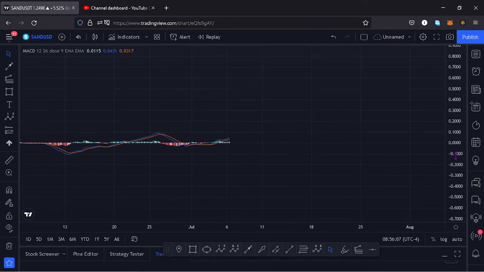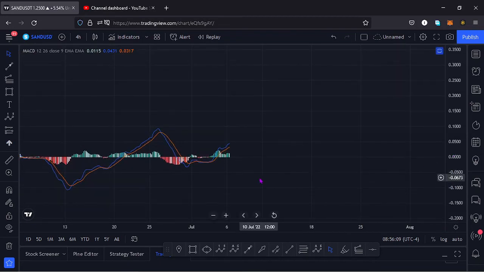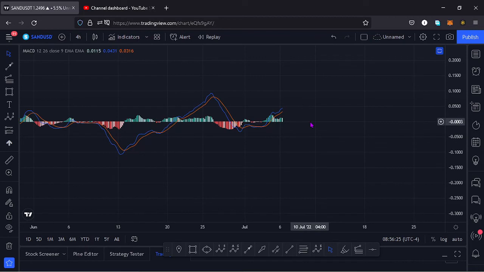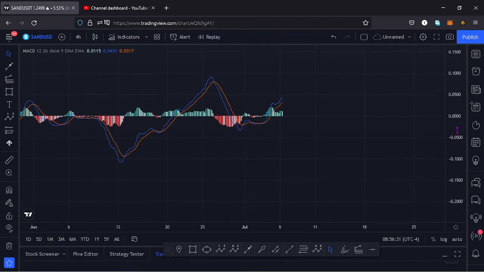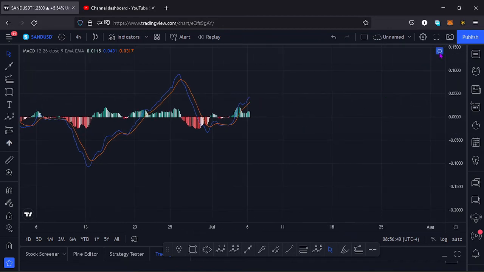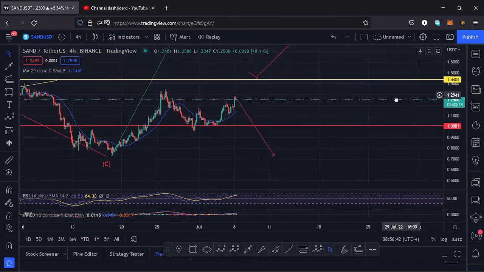On the MACD, soon we might, maybe it's not yet clear what we might have, print a bearish cross or a bullish cross very soon. But you can see that on the MACD we are having a bit of an increase in volume, so that would mean maybe we might have that bullish cross. We just need to give it time so that we can be clear on that.